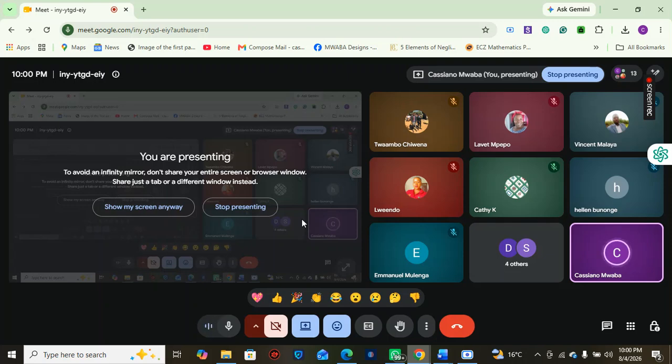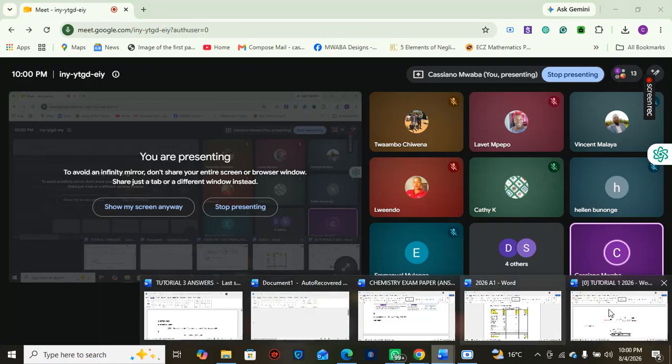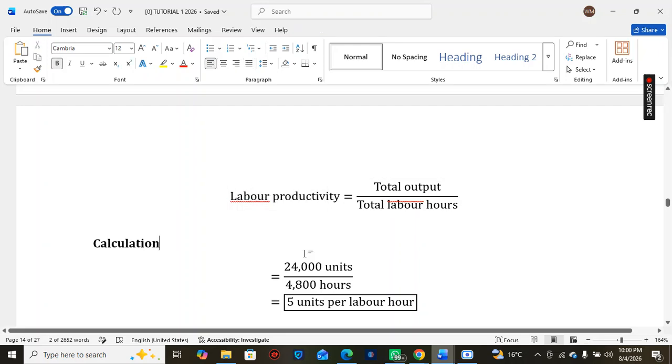Hoping the output doesn't also drop, because if the output is also dropping and the total labor hours is also dropping, then overall you might find the ratio might drop. But if you implement that bonus scheme, the labor hours drop and the output increases, then your labor productivity ratio will increase.